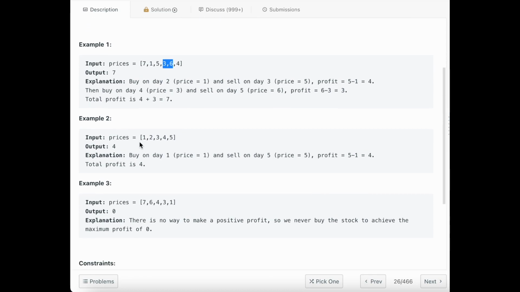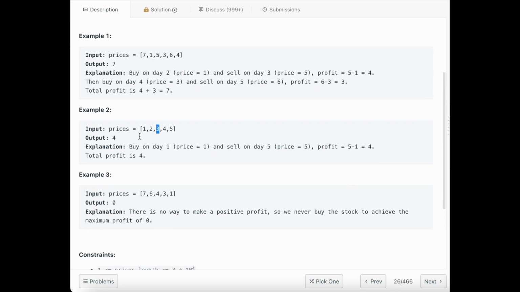So let's go to example 2. You are given the prices array as 1, 2, 3, 4, 5. The best thing you can do is a single transaction: purchase the stock on day 1 and sell it on day 5. Then the profit you can achieve is 5 minus 1, that is 4. Or you can also make 4 transactions. You can purchase it on day 1, sell it on day 2, again purchase it on day 2 and sell it on day 3, and so on. On each transaction you make a profit of 1, so with 4 transactions you make a profit of 4.